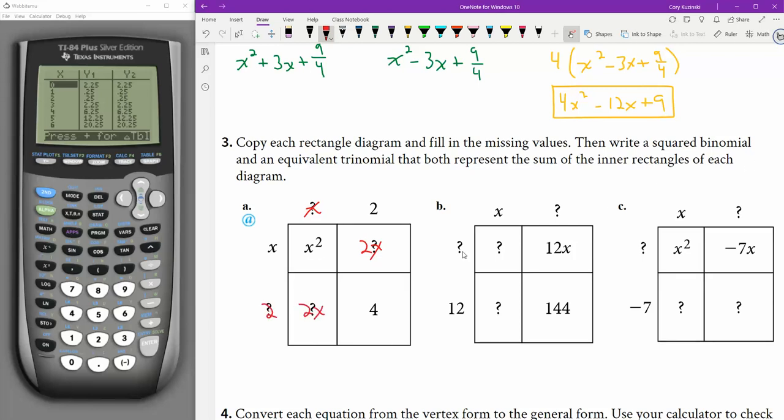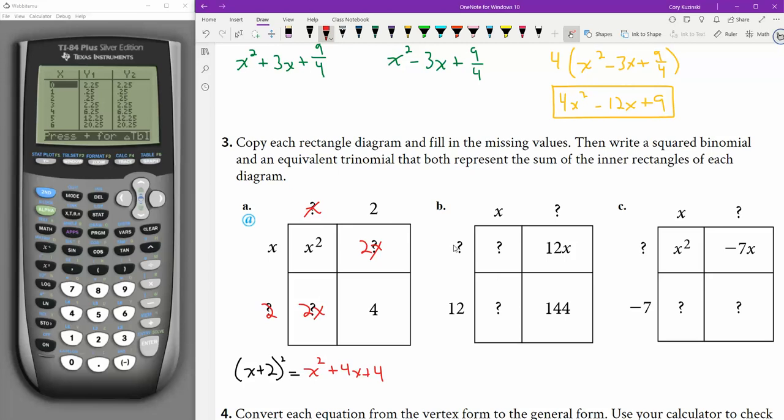Then write a squared binomial and an equivalent trinomial. Okay, so this is x plus 2 squared, that equals x squared plus 4x plus 4.